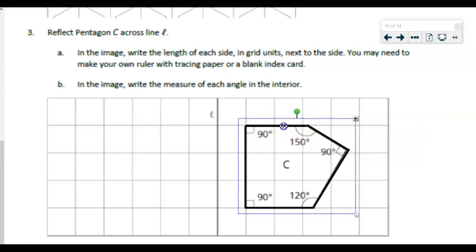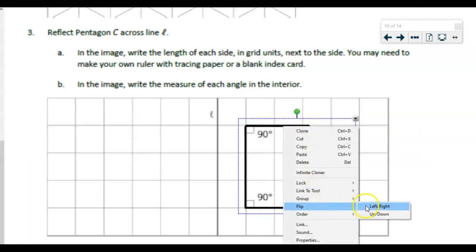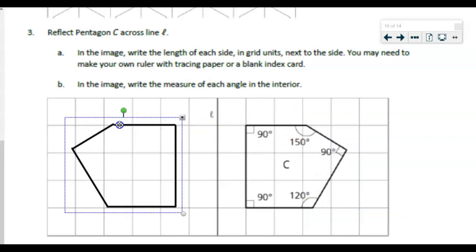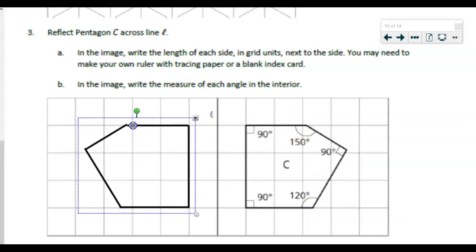So now I can flip this left to right, and in position it's going to be right here. And again, using that tracing paper, it's easy to conclude that this is indeed 150 degrees. This is 90 degrees. Just as this was a 90-degree angle, this was a 90-degree angle. And this was 120 degrees.